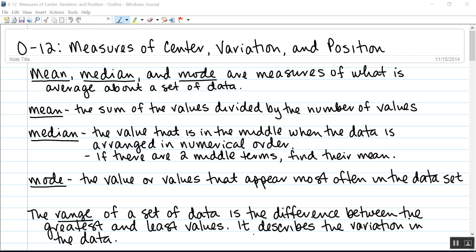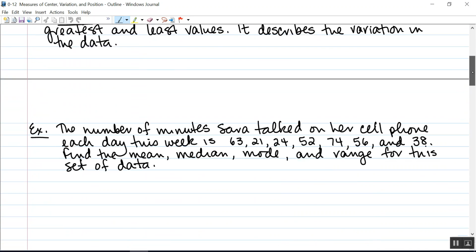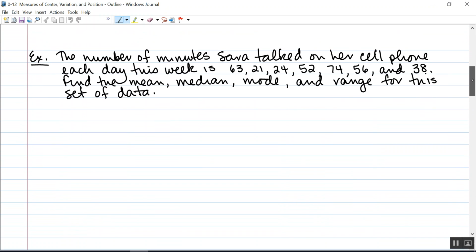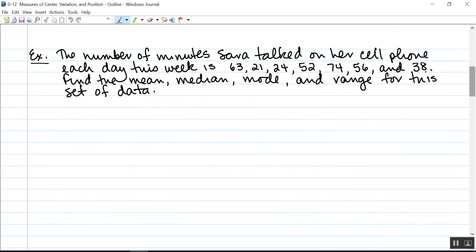The range of a set of data is the difference between the greatest and the least values. It describes the variation in the data. Let's take a look at an example here. The number of minutes Sarah talked on her cell phone each day this week is 63, 21, 24, 52, 74, 56, and 38. Find the mean, median, mode, and range for this set of data.